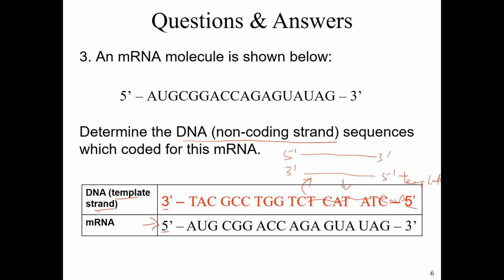So again, this is just complementary base pairing. An adenine will bind to a thymine, a uracil will bind to an adenine, a guanine will bind to a cytosine, and a cytosine will bind to a guanine. As you can see, the DNA template strand is complementary to the mRNA strand because the template strand is used as a template to make your RNA transcript.